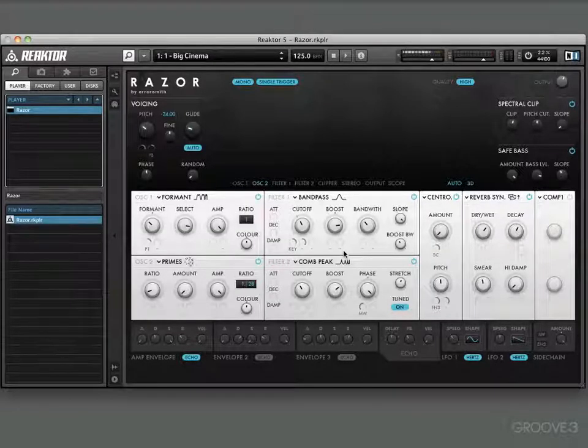In the next video, we're going to start looking at the actual synthesizer section separately, starting with the voicing section.